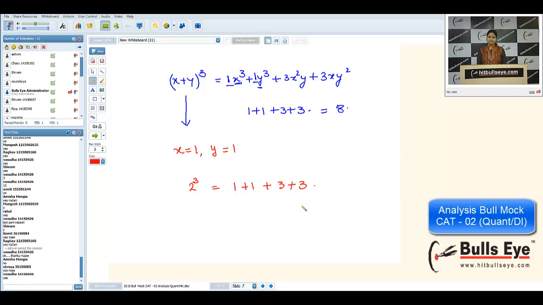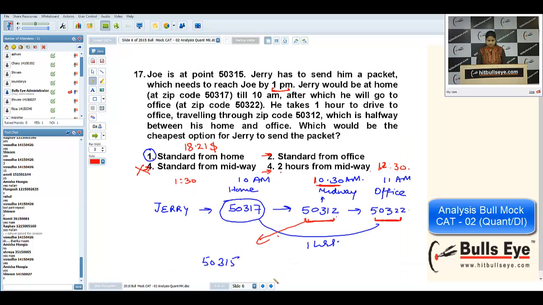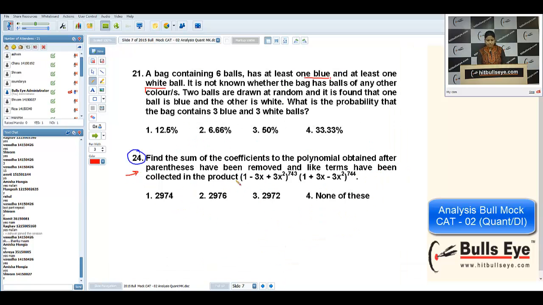Or to be very precise, can I say if we take the variables' value as 1, we'll be left with all the coefficients with positive sign between them? Can I say this? So I can use this trick anywhere. By putting the variables' value as 1, we can get the sum of all the coefficients. So I'm coming back to the question. Now my question was this 24th.